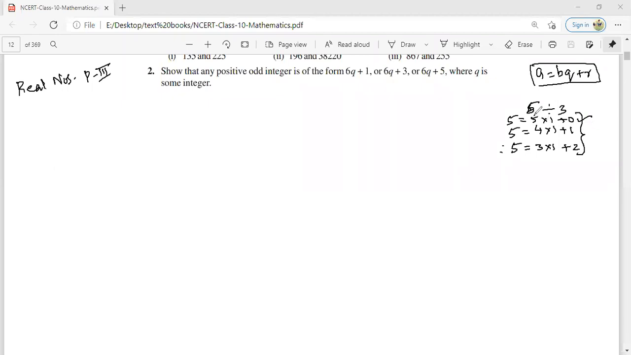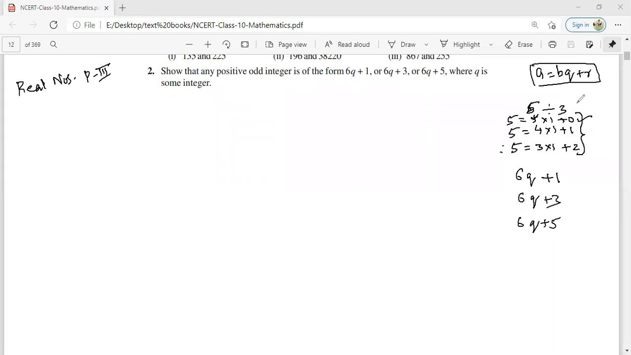These values differ, but this will not differ. You can see that. So similarly here 6q plus 1, 6q plus 3, 6q plus 5. Instead of writing the dividend here, they have written the quotient here. We have dividend is equal to divisor into quotient plus remainder. So as I told you, r varies from 0 up to here. Here 2 is the maximum value.